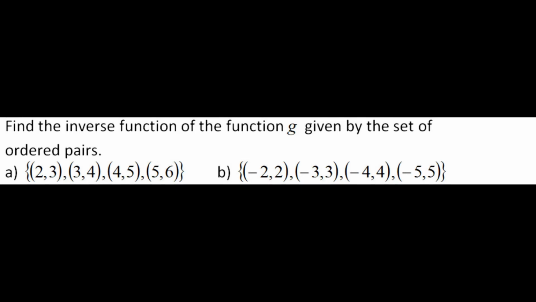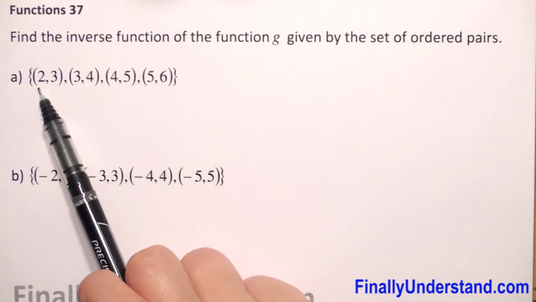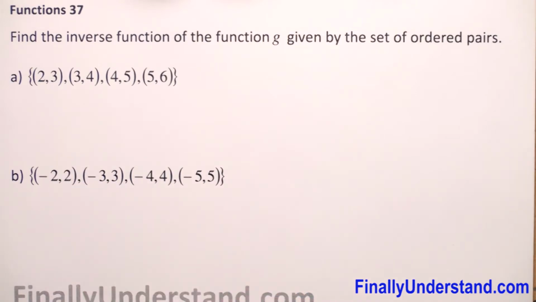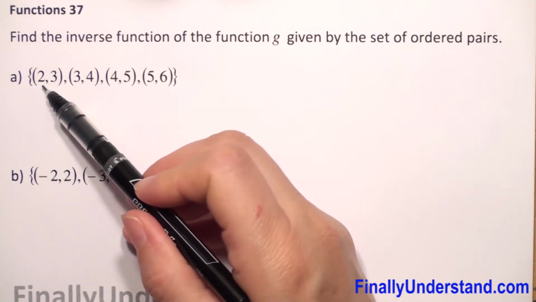Find the inverse function of function g given by the set of ordered pairs. Function can be represented by a set of ordered pairs. By interchanging the first and the second coordinates, we can form the inverse function. So, first pair we have 2, 3.